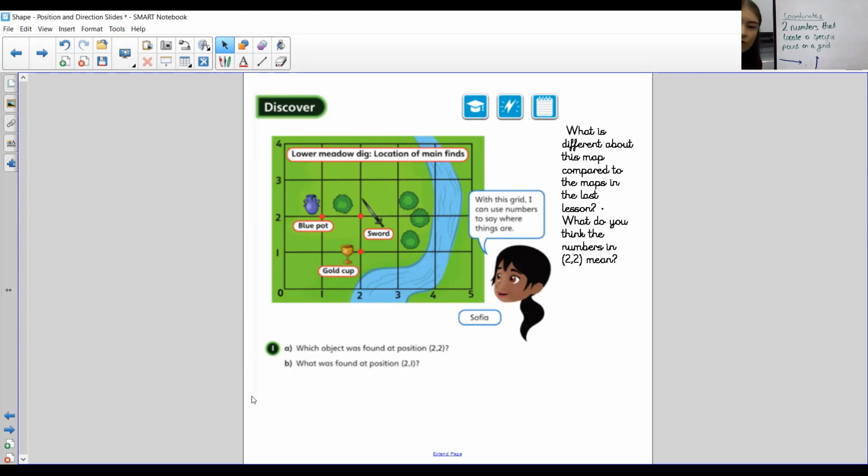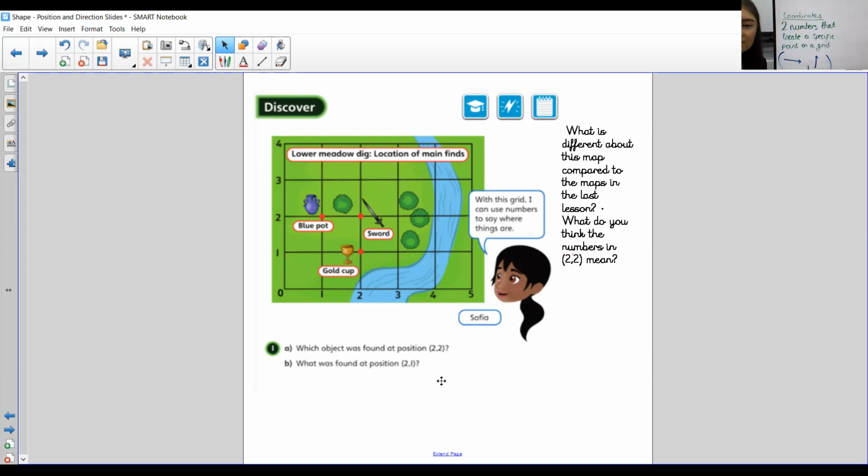The way that coordinates are written, they are inside brackets with a comma to separate those 2 points. In your books, you might want to draw brackets around it, a big comma for the middle, and then this is number 1 and this is number 2. Your first number is along the corridor. Do that action for me. Your first number is along the corridor and your second number is up the stairs. Along the corridor and up the stairs.